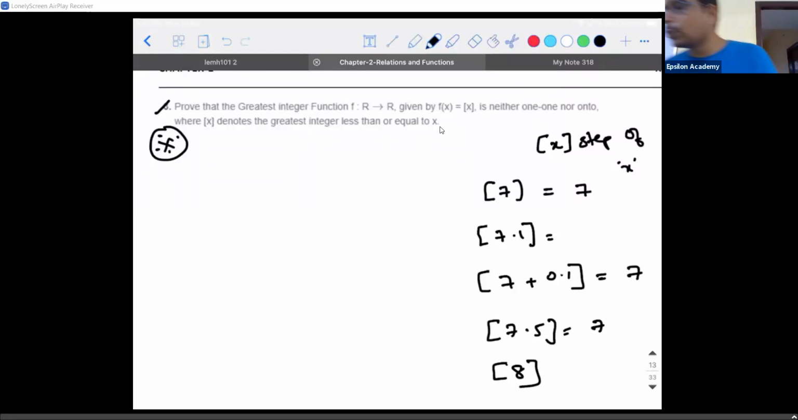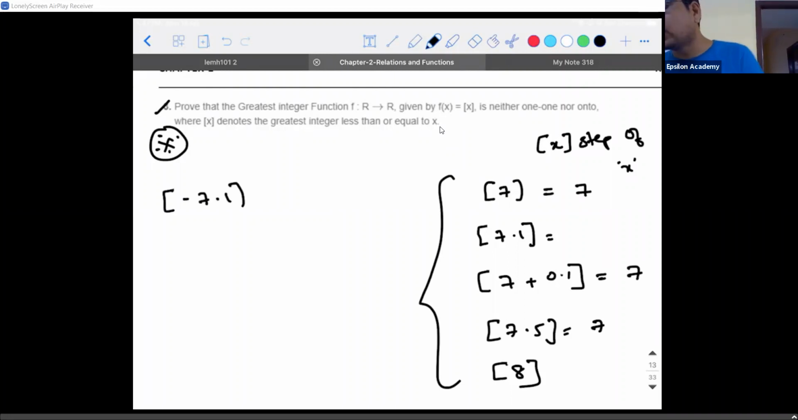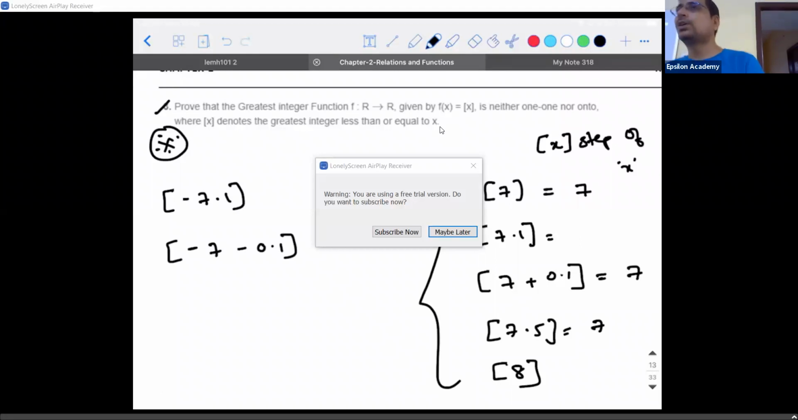Right? So this is how you find the greatest integer for positive integers. You are on the safe side. Okay, accept it. When I have the greatest integer of minus 7.1, this is where I need to be careful. I can write it as minus 7 minus 0.1 or minus 8 plus 0.9. Positive integer, safe side. Right?